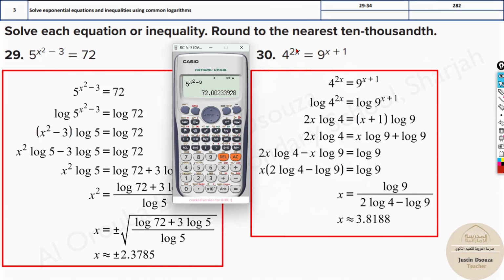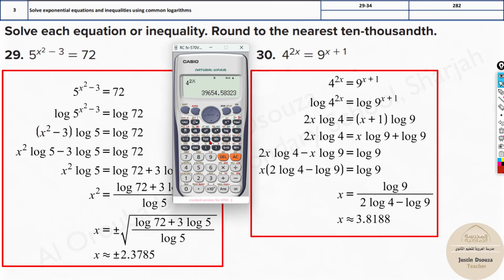What will you do in such cases over here? Same thing. Type out 4 to the power 2 alpha x, then calculate at all the 4 values and just write them on a piece of paper. So I will do it over here with the correct answer itself. Calculate it at 3.8188. And here you're getting 39.654.